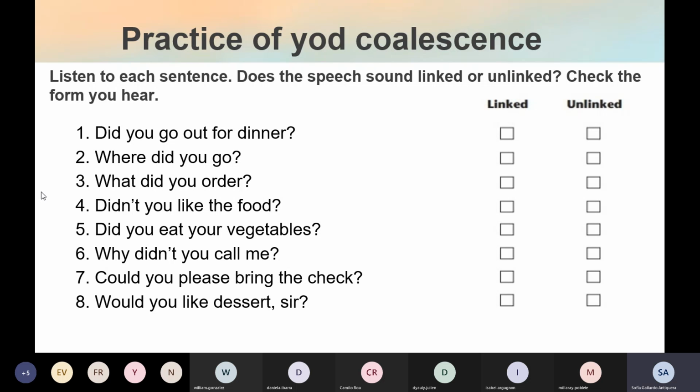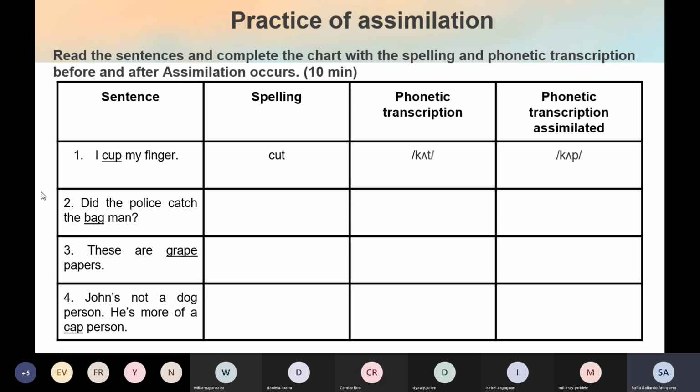Let's move into another practice. So we will be doing a lot of practice in this part of the session. This is a little bit more complicated, but not really, really complicated. Read the sentences and complete the chart with the spelling and phonetic transcription before and after assimilation. It's similar to what we did in the first half of the class, but the difference is that you don't have to write the full sentence. You just have to write the word that is underlined.